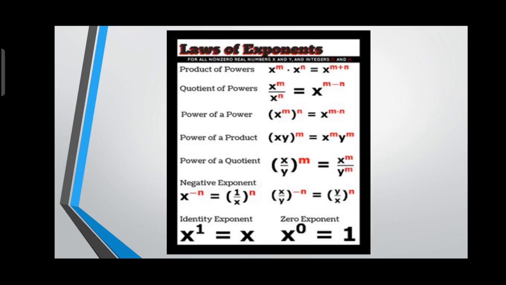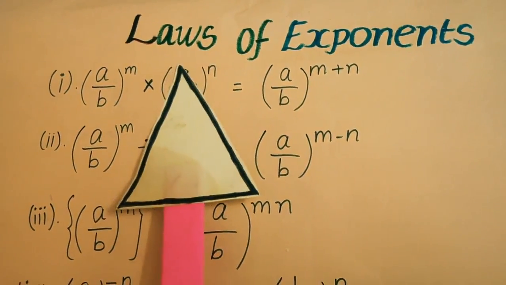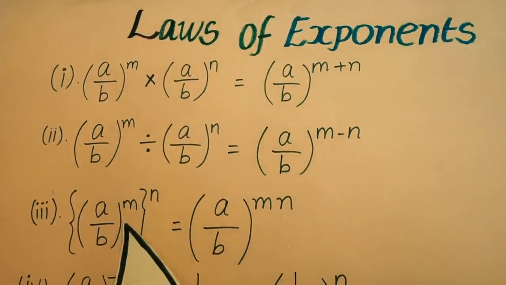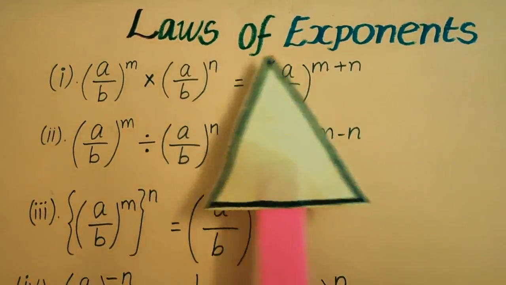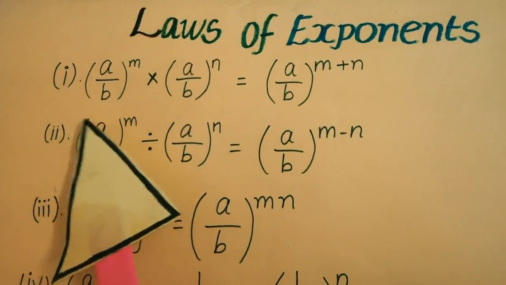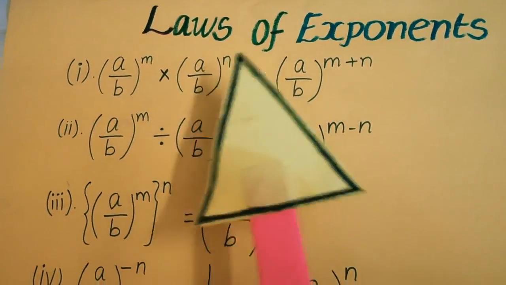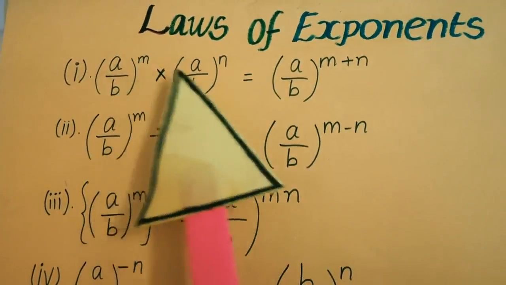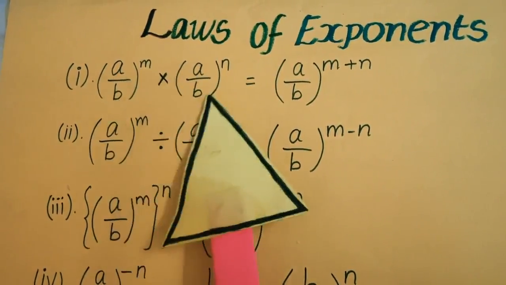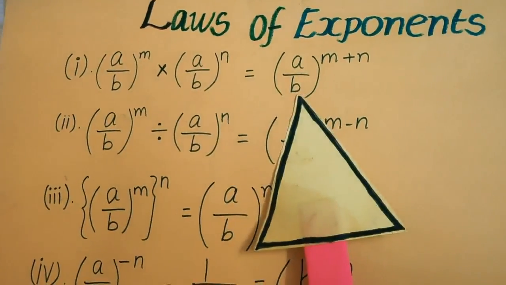Yes, children, let us look at it. As we studied in the PPT the laws of exponents, now I'm showing what we have in our textbook, children. See the first point: a by b whole power m multiplied by a by b whole power n is equal to. Here you observe both the bases are the same, base is a by b, so we can take it as one base, a by b.